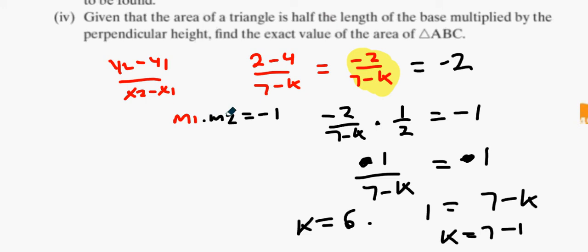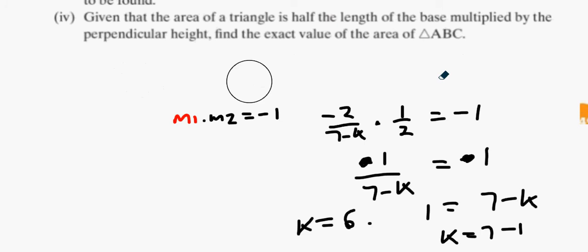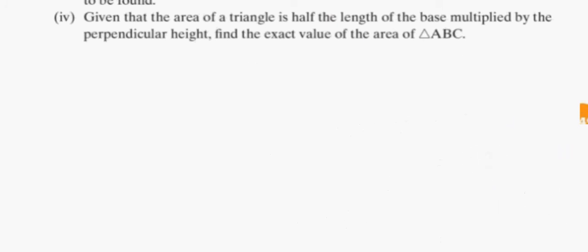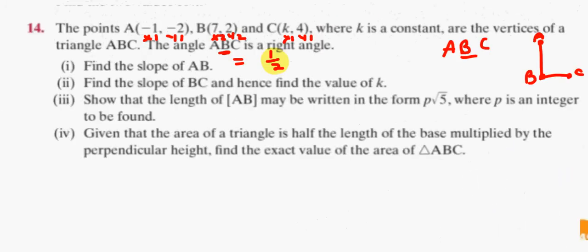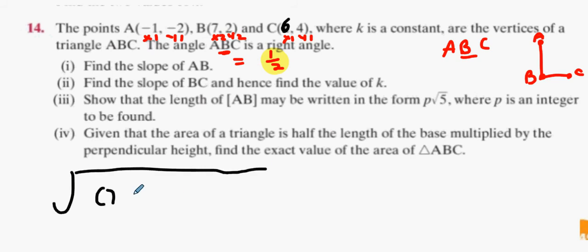Now, let's drive on. What's the next thing? So k is 6. Alright. Show that the length AB may be written in this form, right? What do you get for the length of AB, lads? 7 minus minus 1 is 7 plus 1 squared, and then 2 minus minus 2 is 2 plus 2 squared.